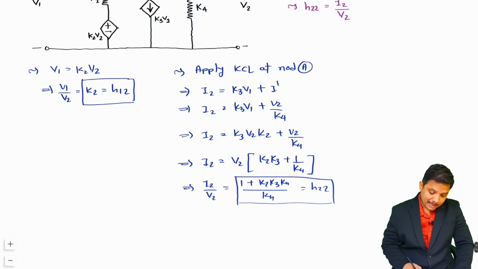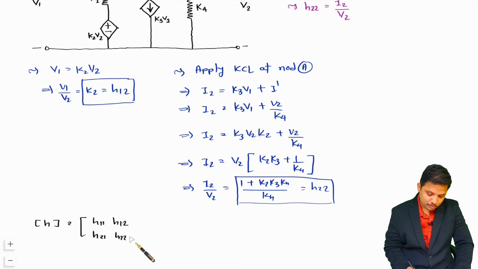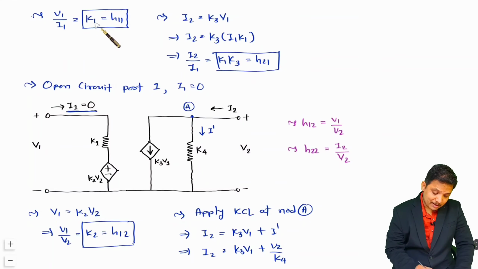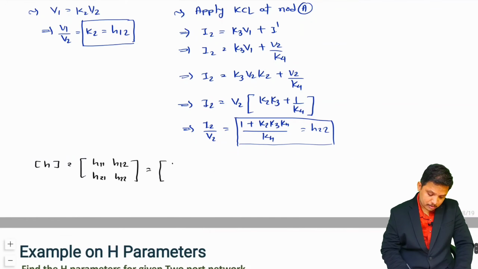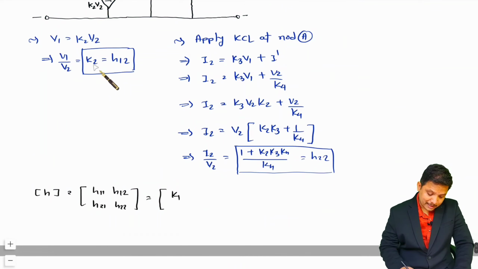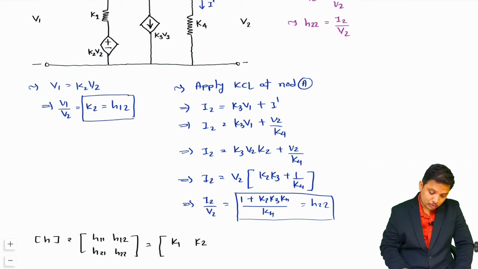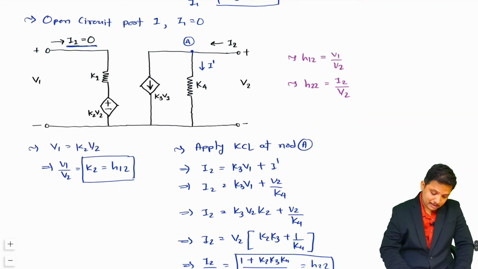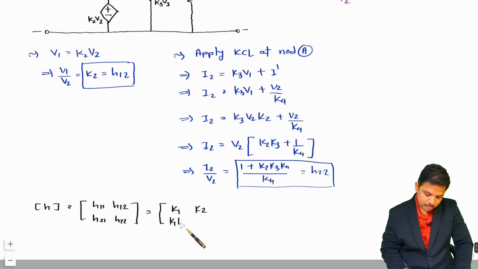So let us write the H matrix for this. The H matrix is H11, H12, H21, H22. H11 that we have calculated is K1. H12 is K2. H21 is K1 K3, and H22 is 1 plus K2 K3 K4 divided by K4.